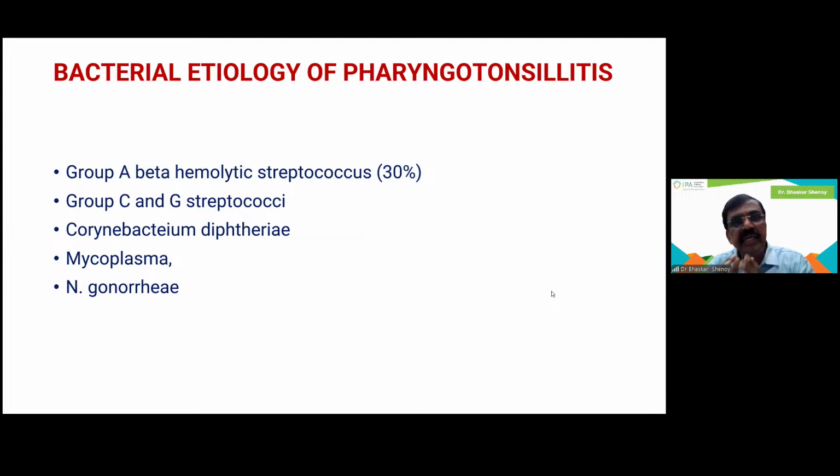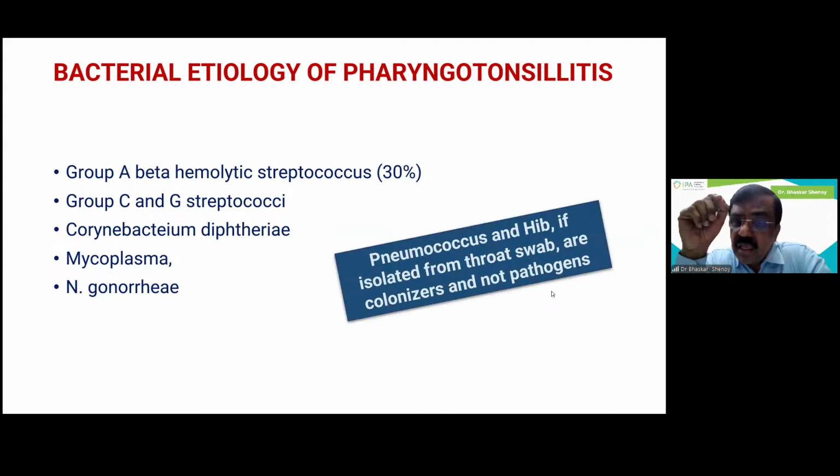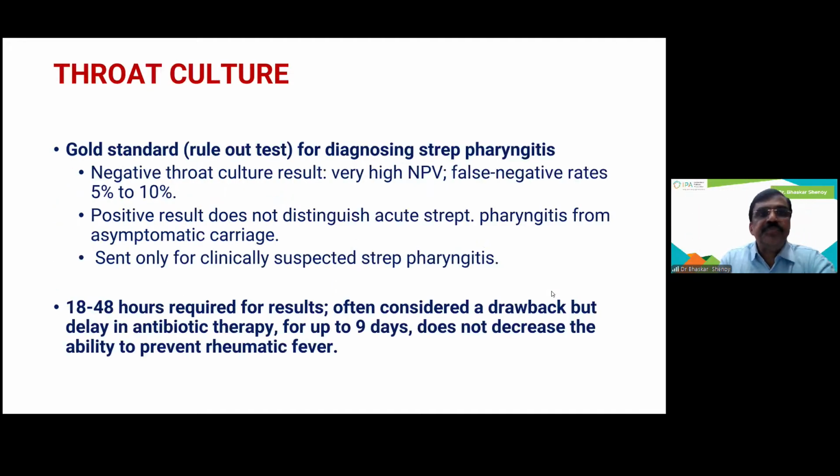And the bacterial, most often it is group A beta hemolytic streptococci, and other bacteria like group C and G streptococci, corynebacteria, mycoplasma, etc., can cause this. But pneumococcus and Hib in the throat swab, sometimes if you happen to isolate these, it is not always a pathogen. It can be a colonizer also.